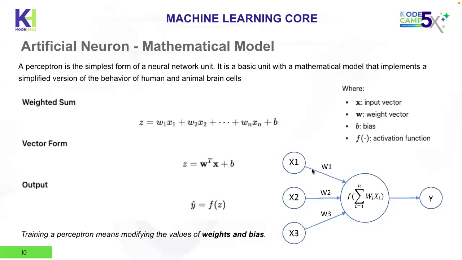So it's a very simple linear equation: X1 times W1 plus X2 times W2 plus X3 times W3. It's as simple as that. That is how you arrive at that calculation: X1 times W1 plus X2 times W2 plus X3 times W3.